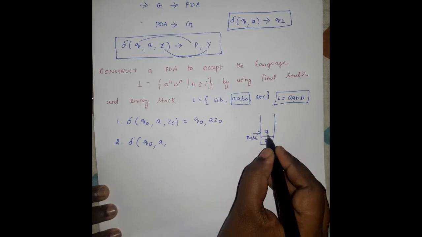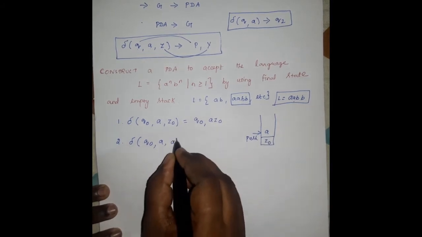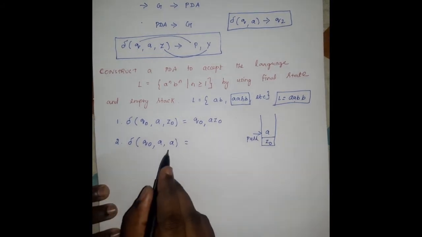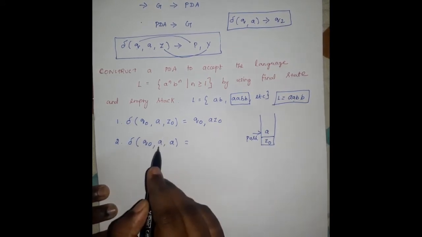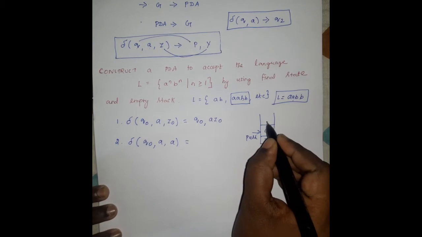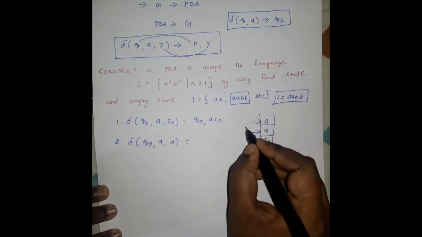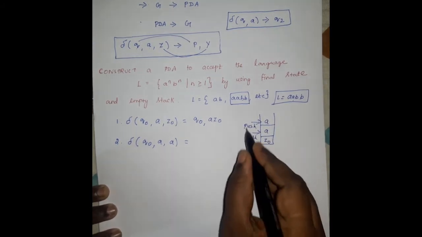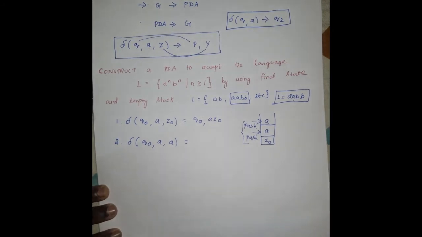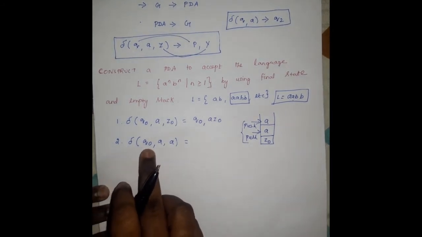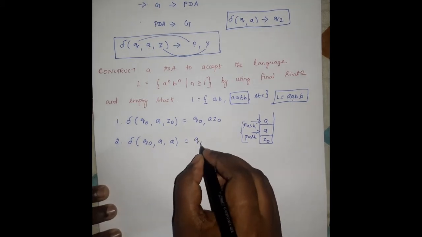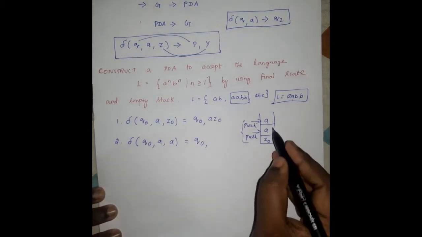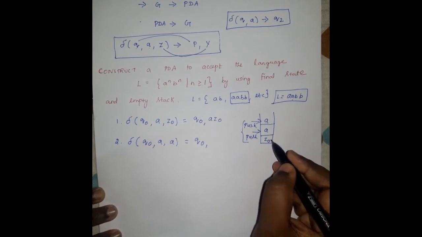Now the top of the stack element is A, so we are writing A. This is the first A and this is the second A, so after reading this input symbol A, it is pushed into the stack. Here only the push operation is performed, so the state remains in the same state itself. So the next state is Q naught, and now the stack elements are A, Z naught.